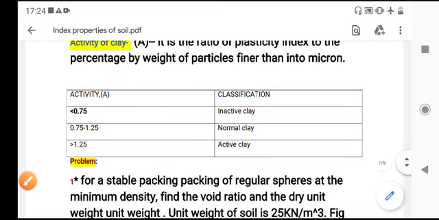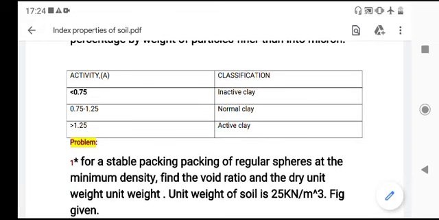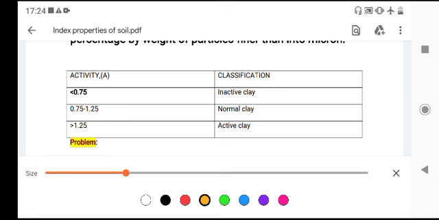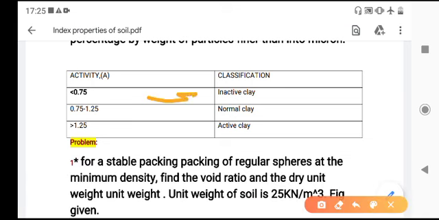Activity of soil and classification of soil: less than 0.75 is inactive clay, between 0.75 and 1.25 is normal clay, and greater than 1.25 is active clay.